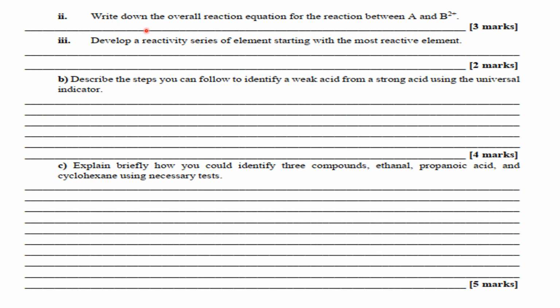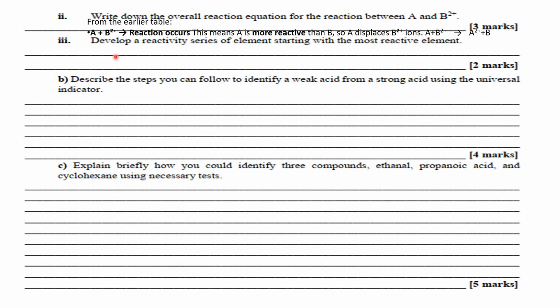Five B, write down the overall reaction equation for the reaction of A and B. We said that A is more reactive than B and the reaction occurs. So when A reacts with B, it means they'll swap. A is going to displace B from its compound. So this is the reaction that's going to happen.